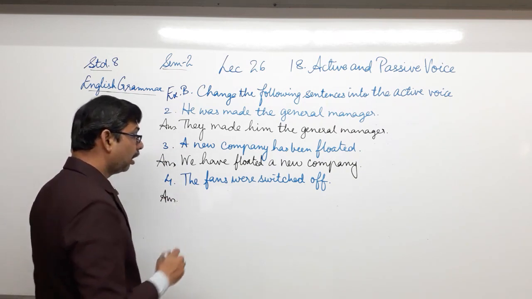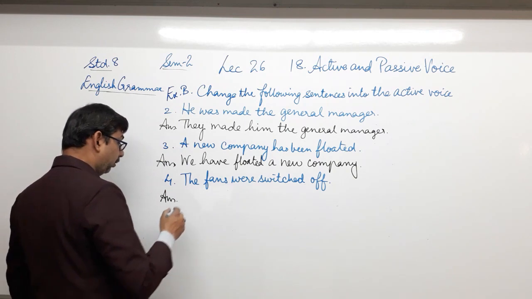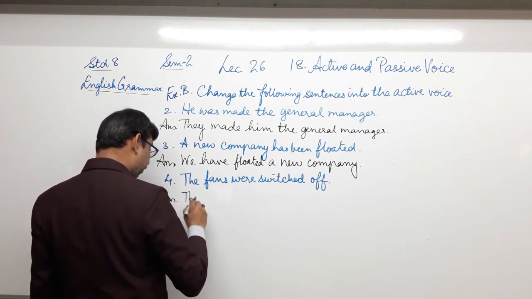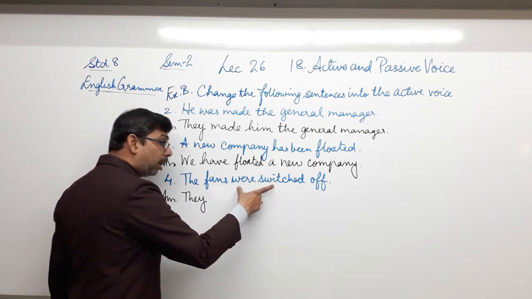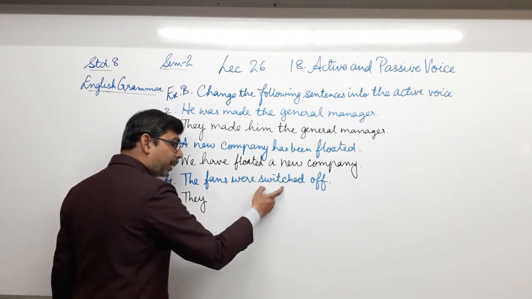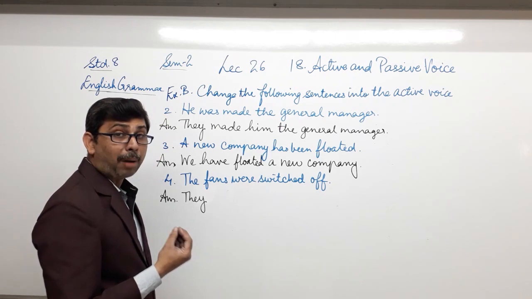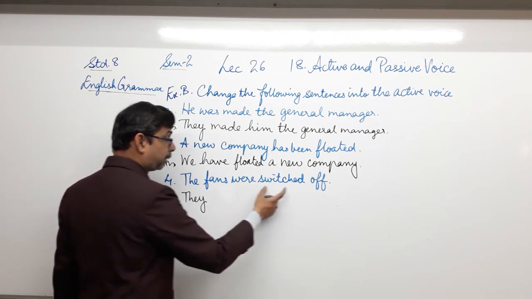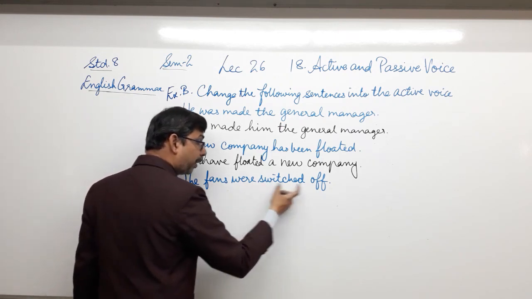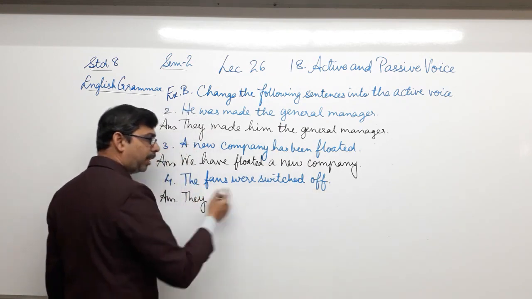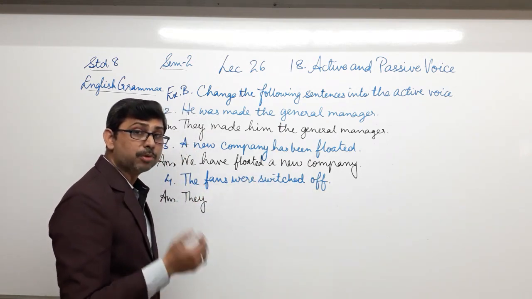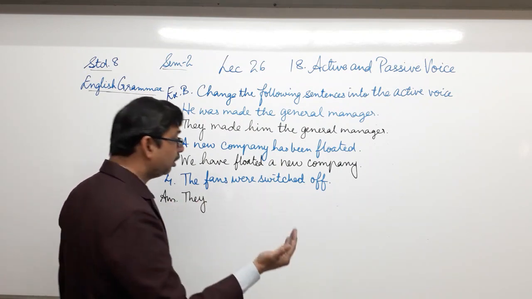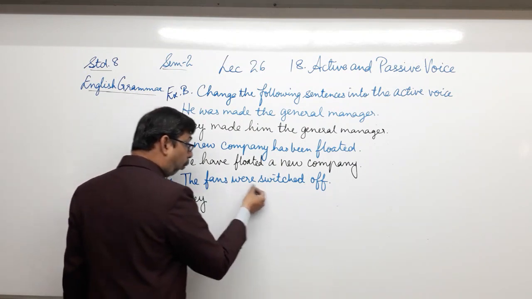So let's write it. Somebody is doing an action, passing it on to the fan. They. Then I need to concentrate on the word switched off. So switched is in the past form. Okay, very well see over here, the past participle form. Were switched off. So this is the passive voice. So switched is the past participle form, and its past form is also the same. Switch, switched, and again switched. So the fans were switched.